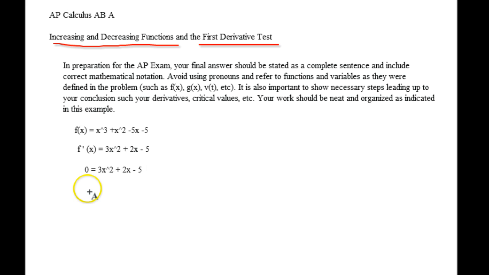Okay, so this one's going to be a very interesting one. We're going to use the fundamental theorem of algebra, and we're going to factor this. So we're going to have 3x plus 5 times x minus 1, and we're going to find that x is equal to negative 5/3 and 1. Okay, so now that we have those points, we're going to use the intervals.